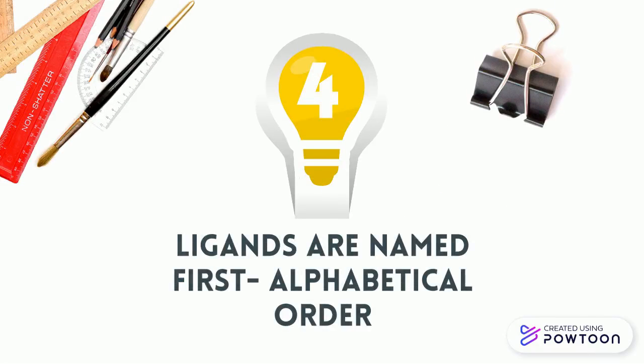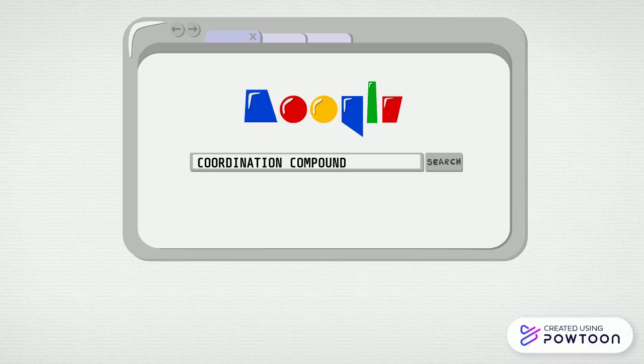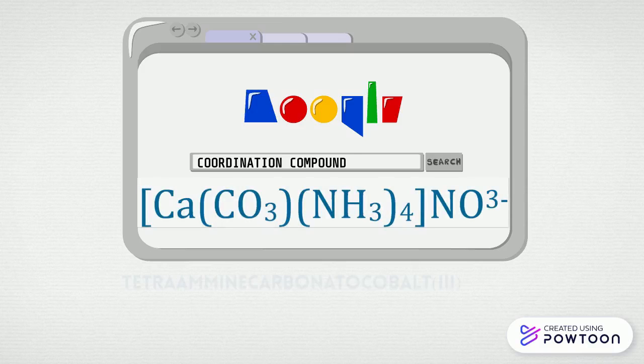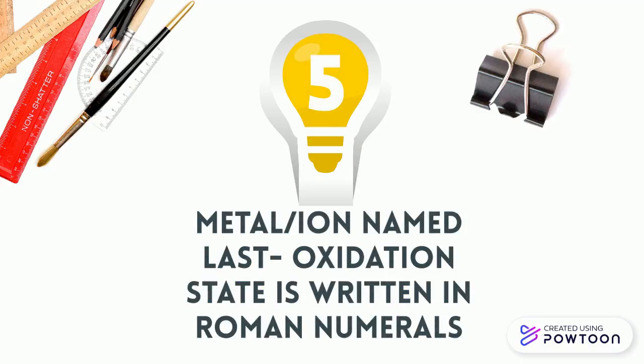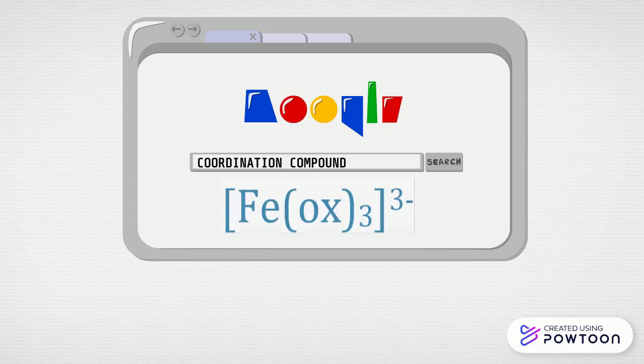Next, ligands must be named first before the metal atom or ion. Also, the ligands must be named according to their alphabetical order. Following the last step, the metal atom or ion must be named after naming all the ligands present. Don't forget that oxidation state is written in Roman numerals.